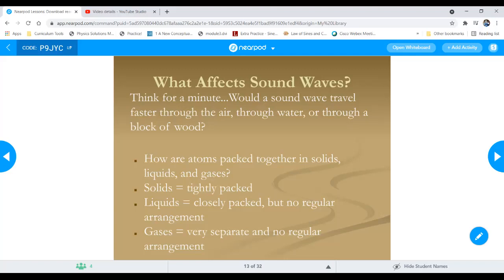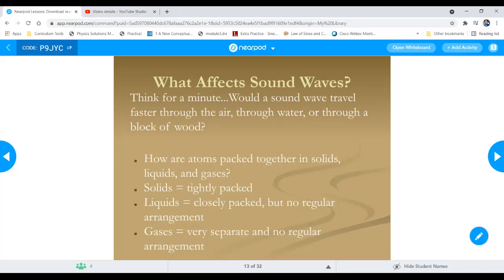All right, Ben. So would a sound wave travel faster through the air, through water, or through a block of wood? Hmm. For some reason, I feel like air is so obvious it can't be the right answer. Like, I feel like it'd just be too easy. But I don't know. For some reason, I'm kind of thinking wood. I don't know why. I just was. Yes, good. Yay, you're right. And let's talk about why he's right.